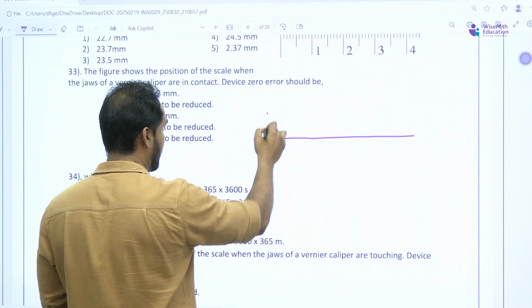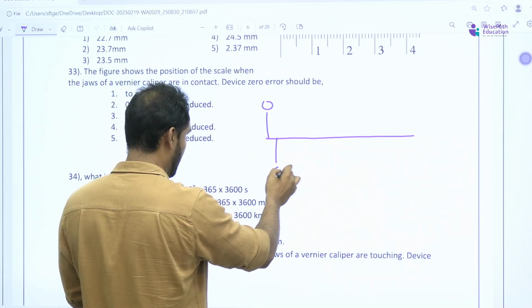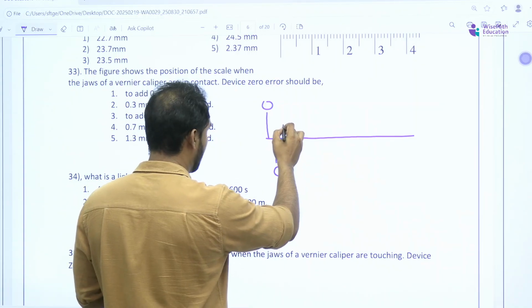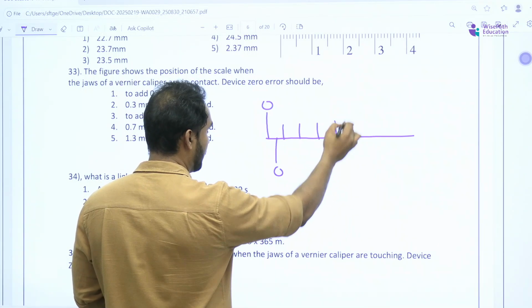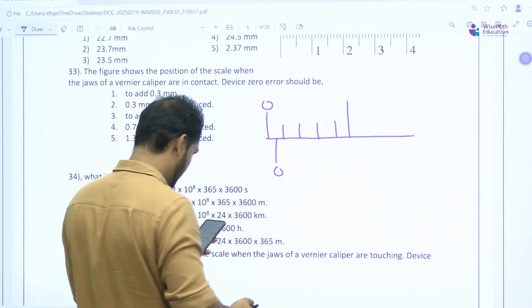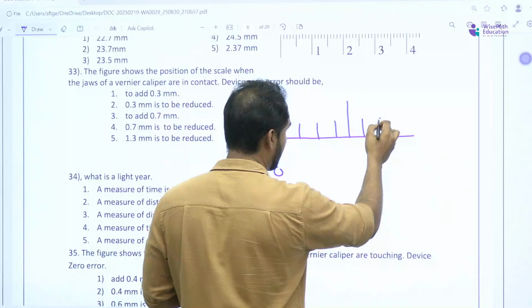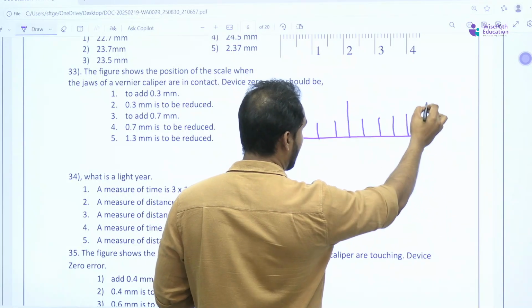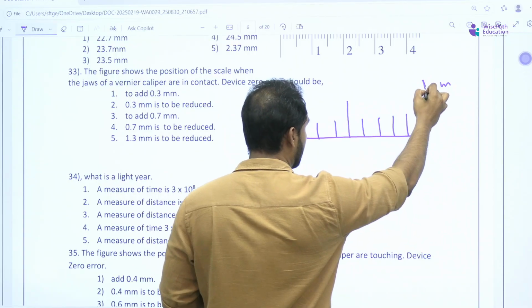This is 0. 1, 2, 3, 4, 5. 1, 2, 3, 4, and 5. 1, 2, 3, 4, 5. Again 1, 2, 3, 4. And there's a 1 centimeter line. Right, this is the 1 centimeter line.